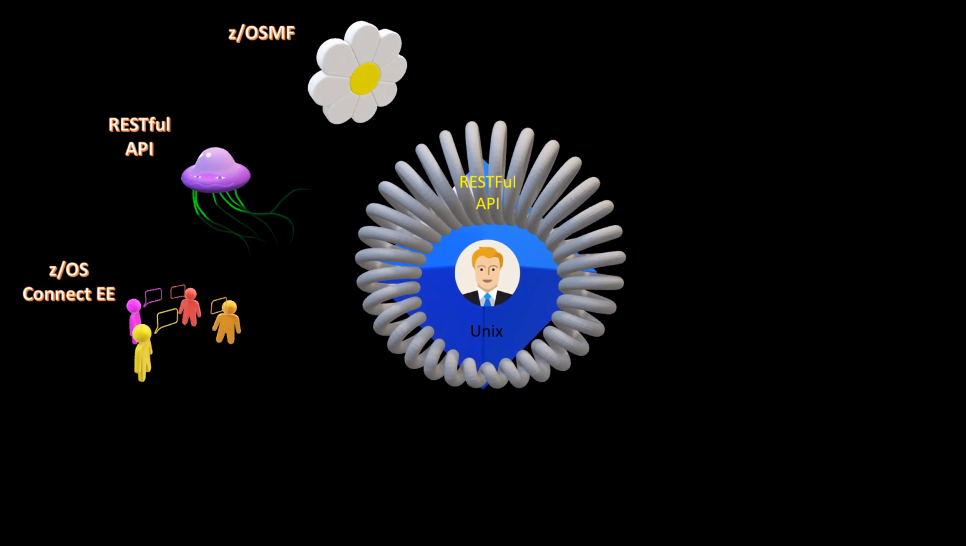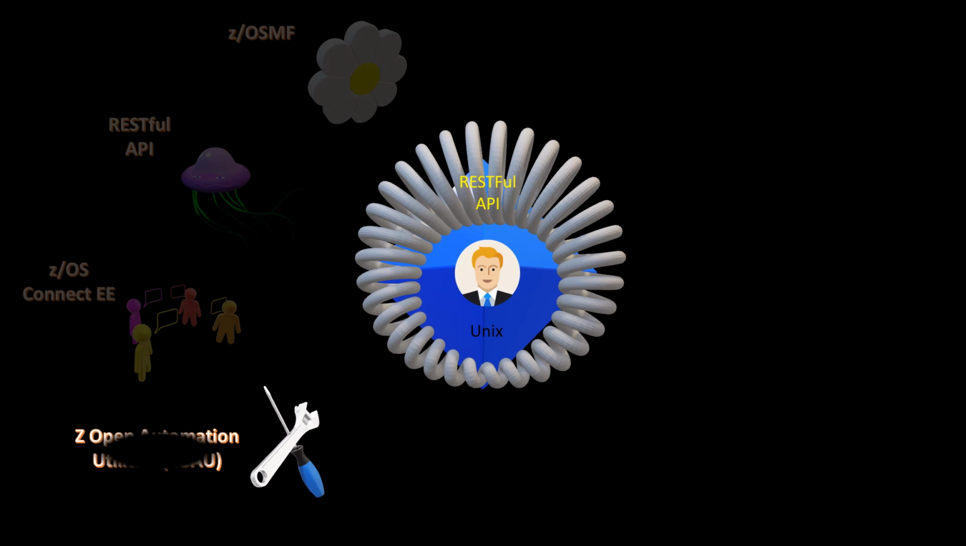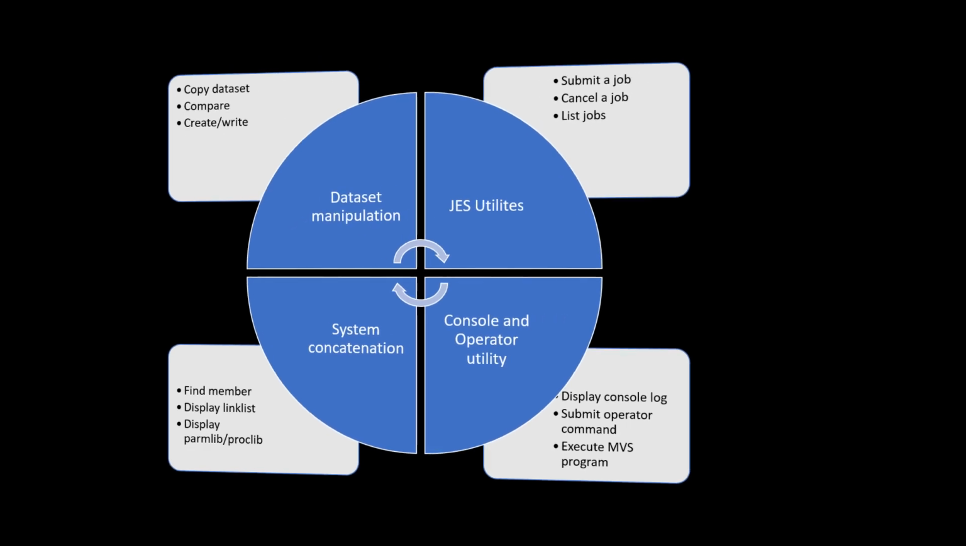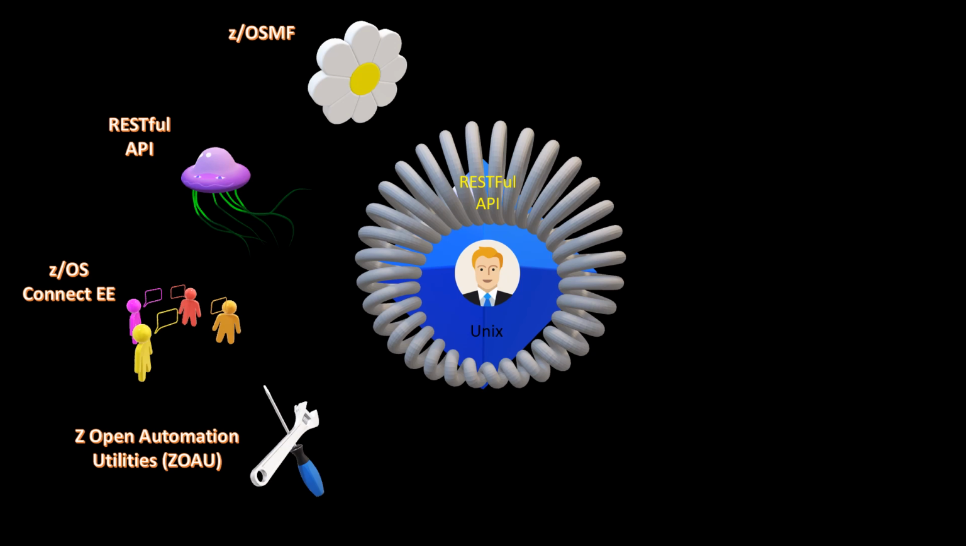IBM Z Open Automation Utilities. These utilities allow users to run traditional MVS commands and utilities such as IEBCOPY, IDCAMS, and IKJEFT01. It can also perform a number of dataset operations in the scripting language of the user's choice, that is Java, Python, or shell commands. Developers can use Unix services to use this function without the need for JCL. At least for these developers, JCL has now become obsolete.